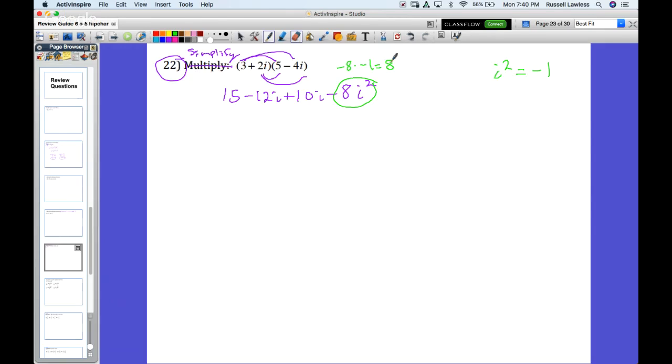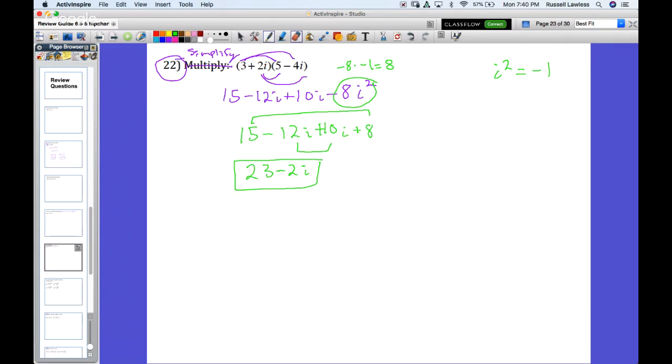So let's continue back to the problem. We have 15. We're multiplying negative 8 times this negative 1. The reason that we did that is because we have 15 minus 12i plus 10i, which is going to be a positive 8. So now we're just going to combine like terms. You're going to add 15 and 8 together, which will give us 23. And then you'll do negative 12 plus 10 to give us a negative 2i. Your final answer should be 23 minus 2i.